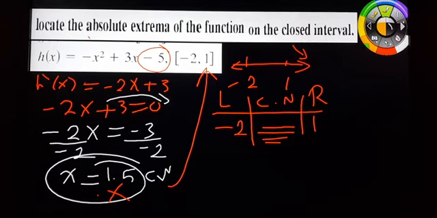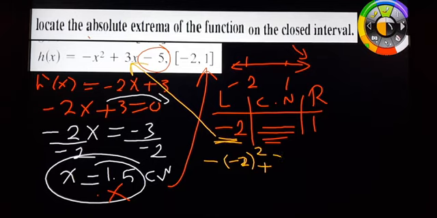We said we're supposed to take these values and replace them in the original function. So it is negative bracket -2 to the power 2 plus 3 into -2 minus 5. Compute this one. It is -15.